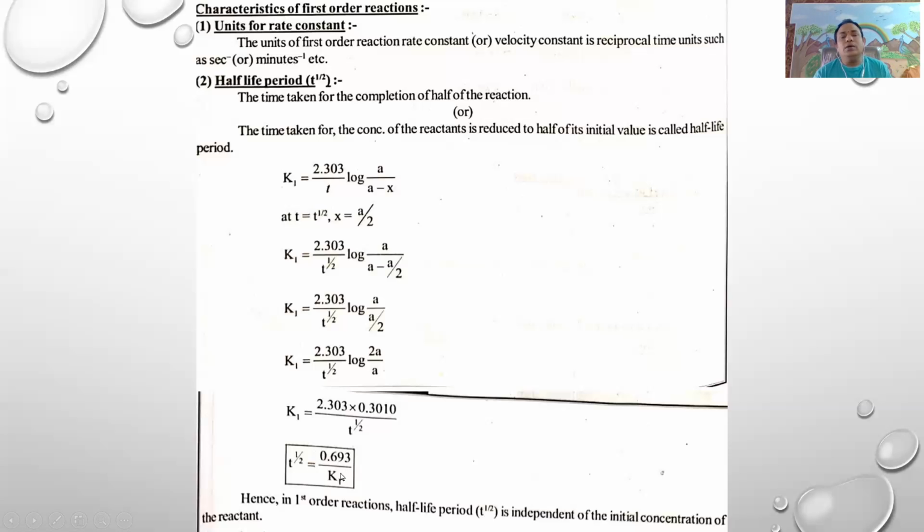In the relation between the half-life period and first order rate constant, the half-life period of a first order reaction doesn't depend upon the initial concentration of the reactants. Therefore, the first order half-life period is independent of the initial concentration of the reactants.